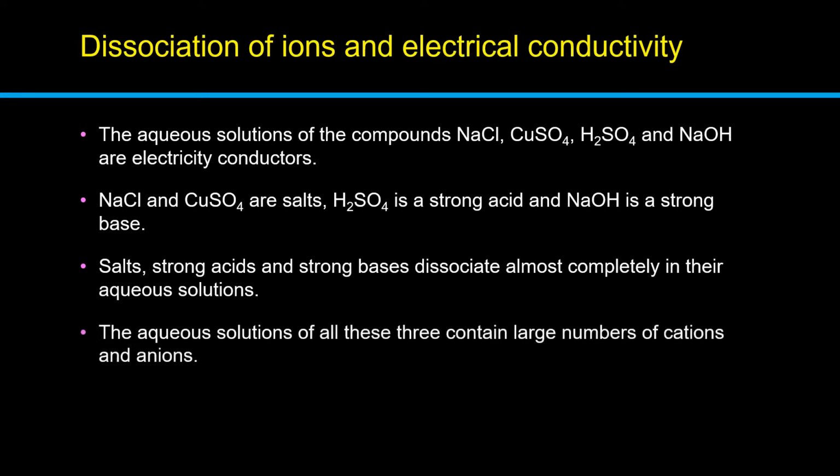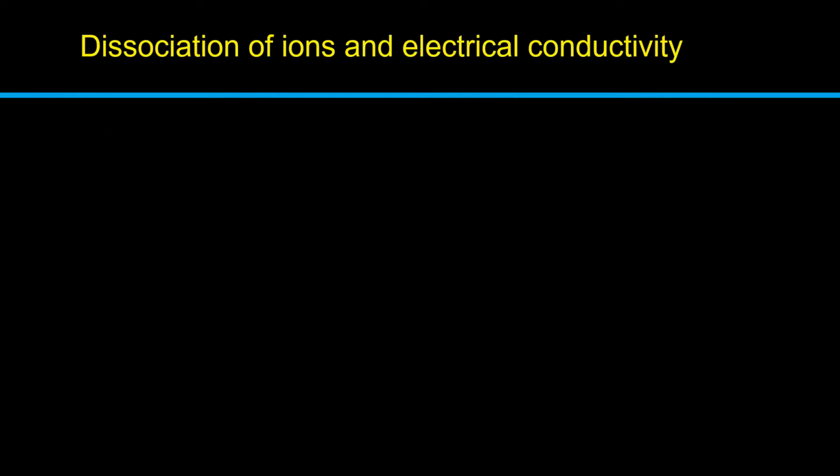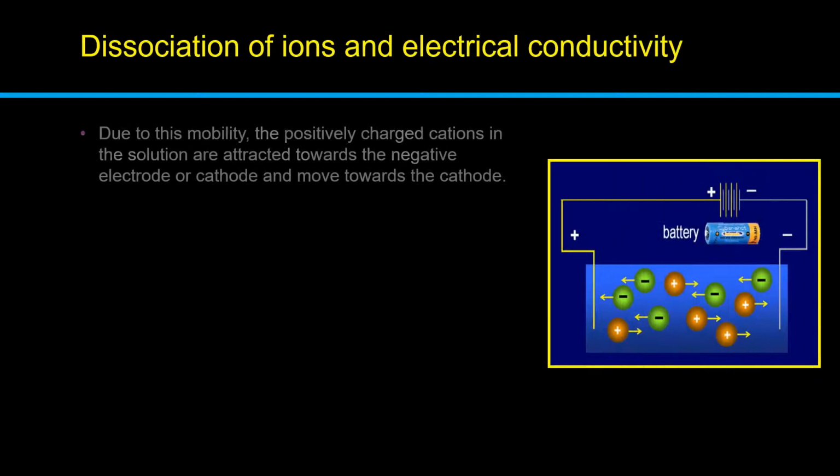This we know. The aqueous solutions of all these three contain a large number of cations, that is positively charged ions, and anions, that is negatively charged ions. The liquid state enables mobility of its particles. Due to this mobility, children, the positively charged cations, the orange dots that you are seeing, are attracted towards the negative electrode or the cathode, and they start moving towards the cathode.